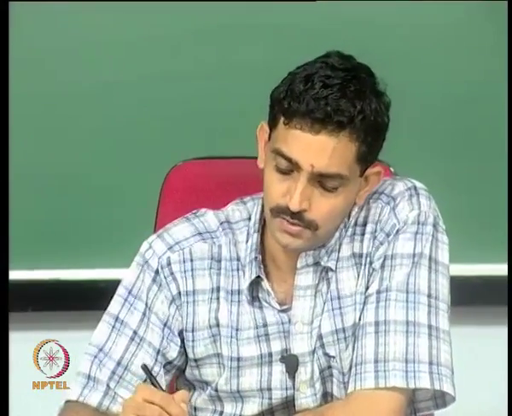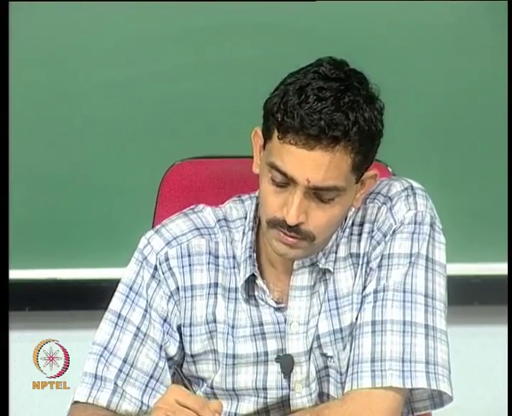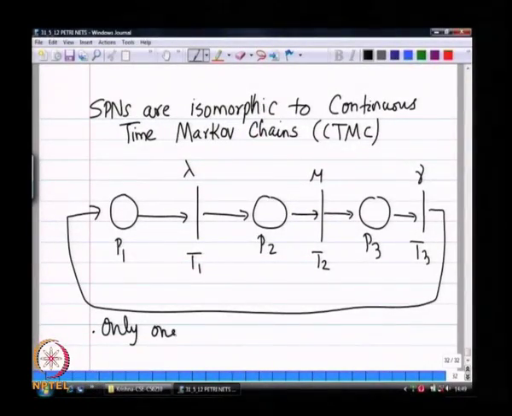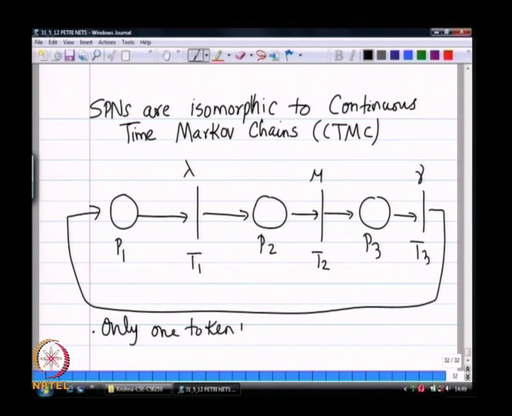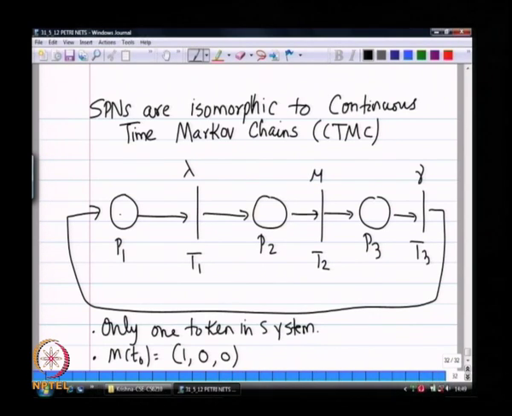This again is the system's specification. I can make this multiple tokens, it is not a problem, but for now we will say that there is only one token in the system, because that is easier to set the state space, otherwise there will be too many state space combinations. In fact, we saw this when we did mean value analysis and those extensions, those different techniques. Only one token in the system, and M of T0 is simply 1 in P1 and none in the other two.